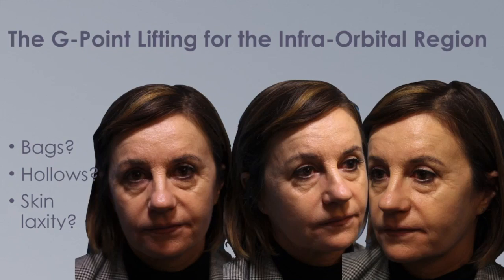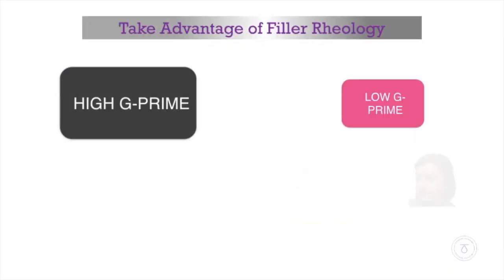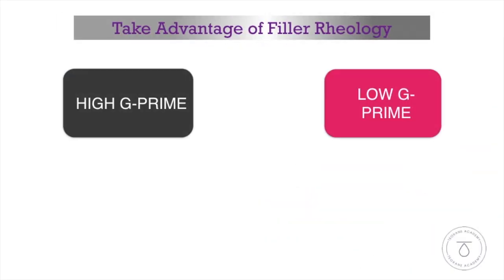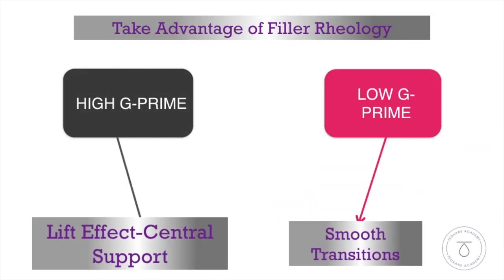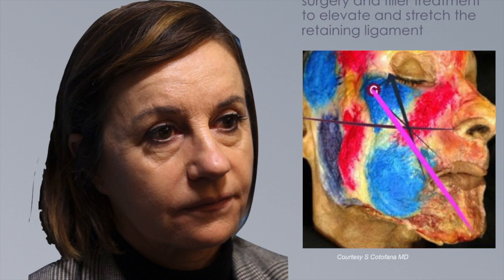The G-point lifting for the infra-orbital region is a technique of filler injection that takes advantage of filler rheology, with high G' for lift effect and central support, and low G' filler for smoothing the transition. In such a patient, we start by drawing the inner lines and a bisectrix between the lines, which encounters the tangent coming from the corner of the eye.